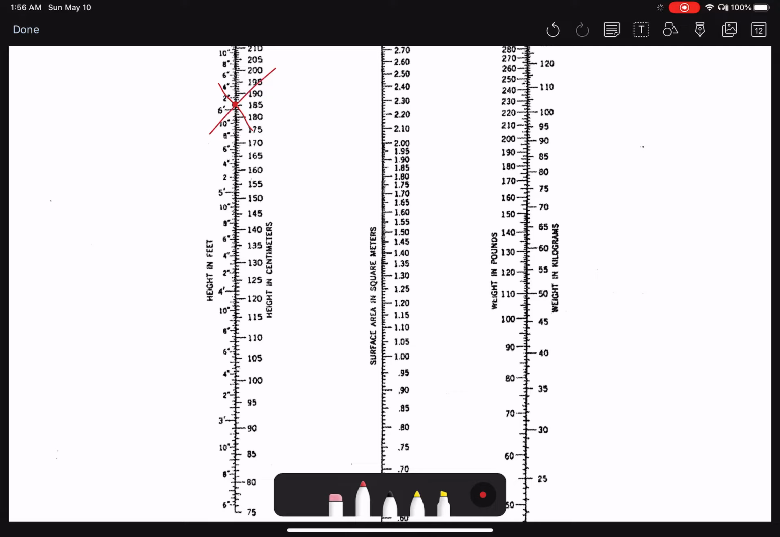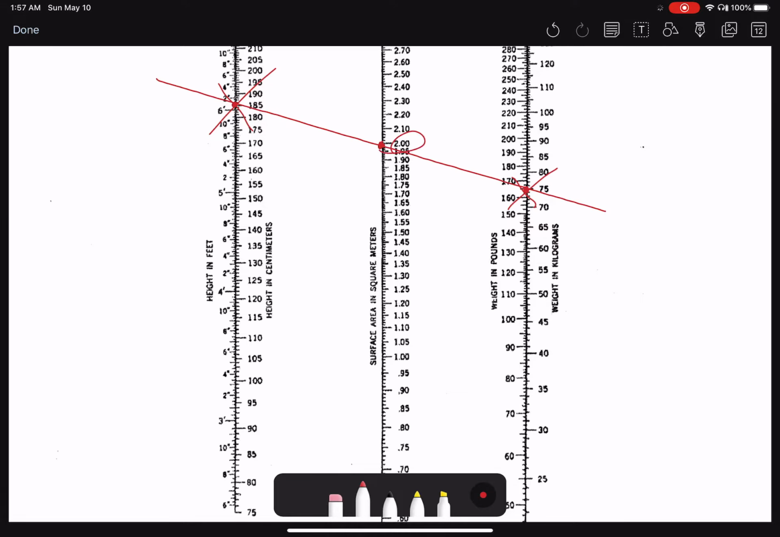And then we're going to go over to the column on the right, and I'm going to put in my weight. My weight in pounds is 165, which corresponds to about 75 kilograms, and I'll put another X through that. Now we're going to take a straight edge and draw a straight line through both of these marks, and the straight line is then going to intersect across the column in the middle. Where it does intersect, that's my estimated surface area of my body in terms of meters squared.